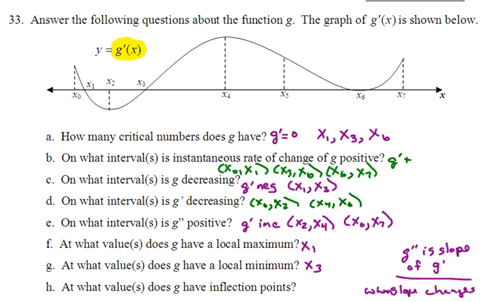Right in this first section, g prime is decreasing, which means the slope of g prime is negative. Then the slope of g prime is positive, and then the slope of g prime is negative, and then the slope of g prime is positive. And so our points of inflection are actually at these values where they change, at x2, at x4, and over here at x6.